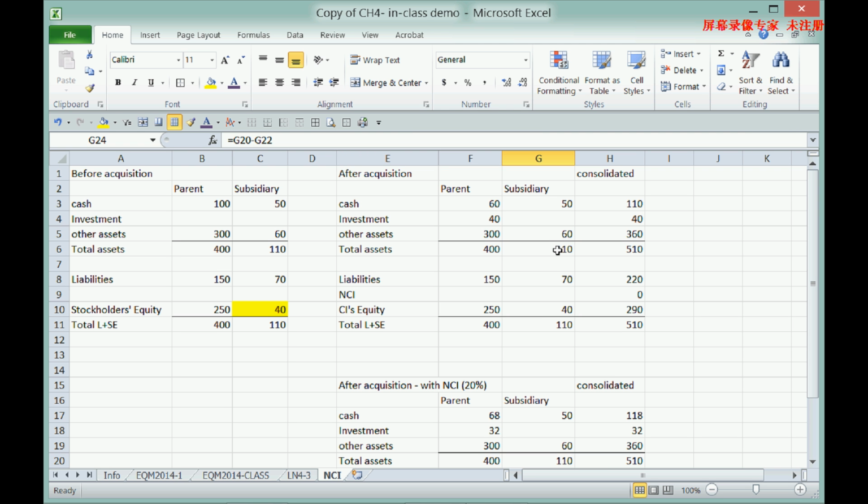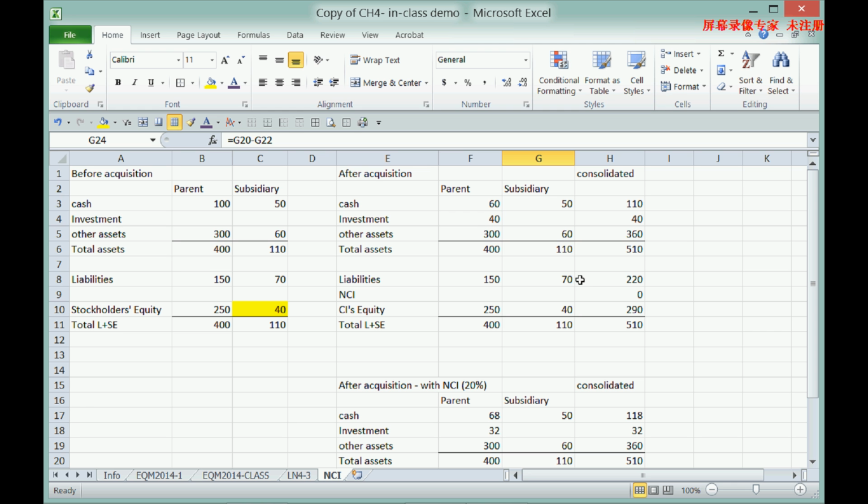In Chapter 4, I want to illustrate the consolidation process when NCI, non-controlling interest, is present. In the previous chapters, we talked about the consolidation process with the parent owning 100% of the subsidiary. In this chapter, I want to illustrate when the parent does not own 100% of the subsidiary but only a portion of the subsidiary. So how does the consolidation work?